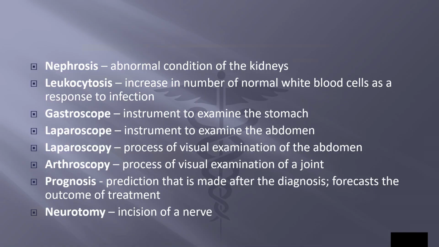Our next suffix, we have cis, which means state of. So prognosis, prediction that is made after the diagnosis. It forecasts the outcome of treatment. And then our last suffix, either tomy or tomy, process of cutting into or incision. So we have neurotomy, and this is the incision of a nerve.